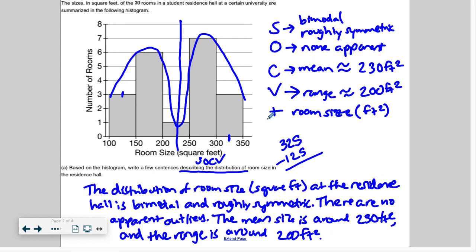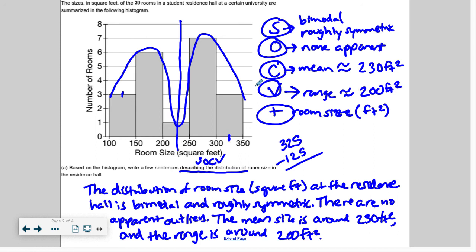So let's go through. I talked about the context, then I talked about the shape, both parts, no apparent outliers, the mean was around 230, the variability was around 200. So I've done everything through SOCV and then also with the context I need to talk about, so this would be a full credit answer.